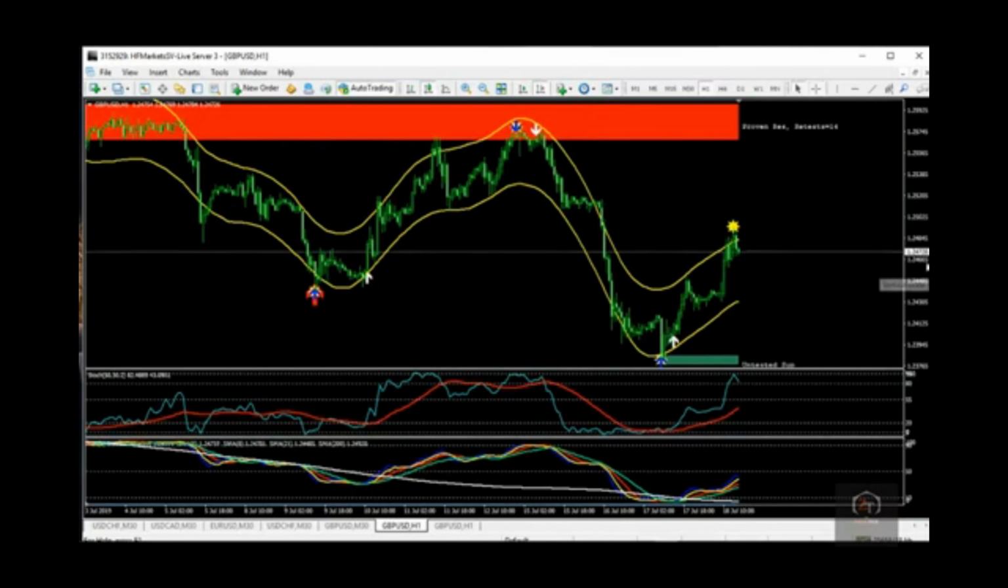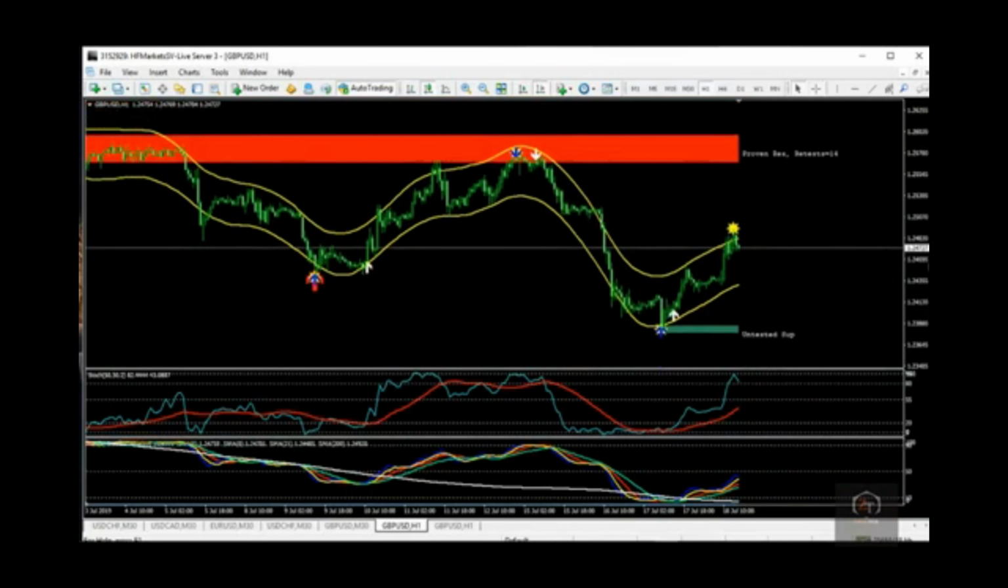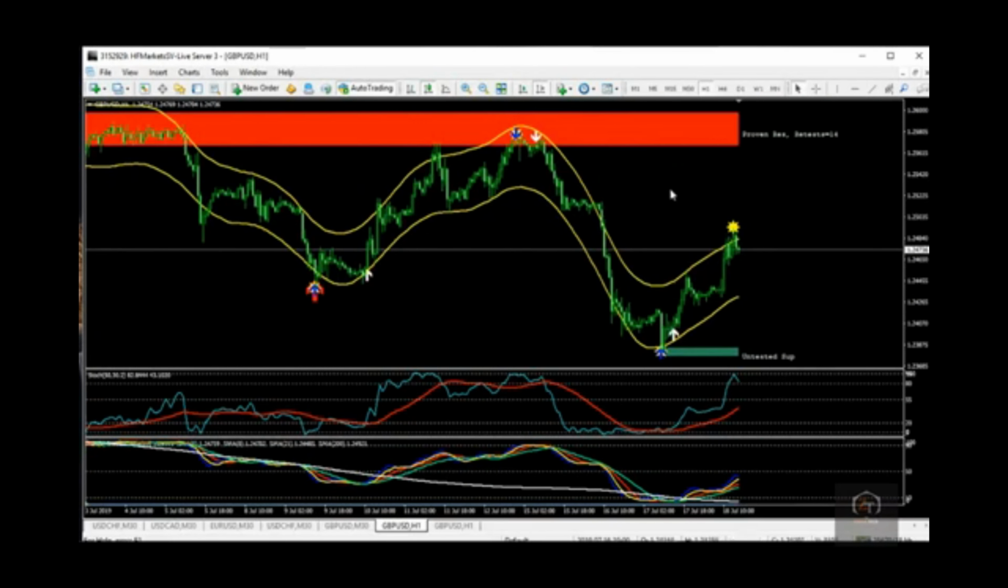This is for swing. This is not for scalping. Please take note of that. If you want to scalp, you have other indicators. I'll still show you guys the indicators to use to scalp. So that's more of it.